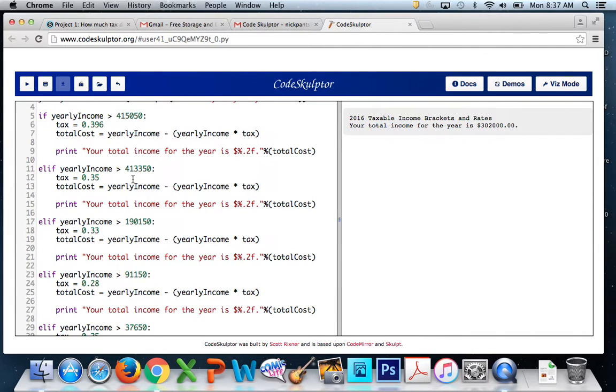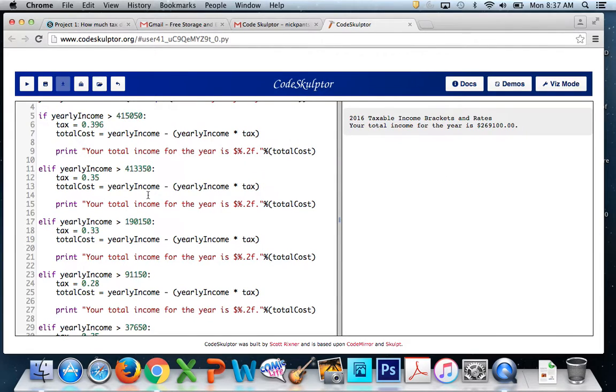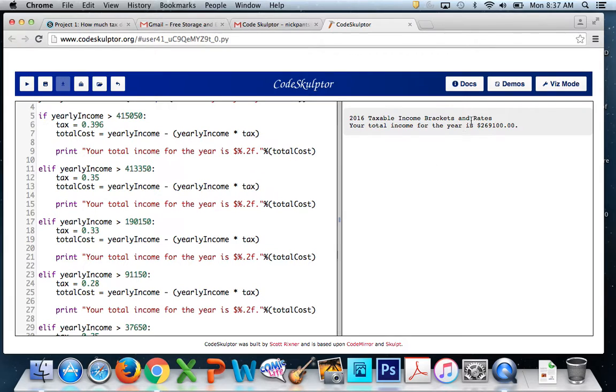For the next one, anything between $413,350 and $415,050, that will have a tax of 35%. So if I hit the run button again, and let's say I do $414,000, that'll be taxed at 35%. So it'll be $414,000 minus 414,000 times 35%, which will give us $269,100.